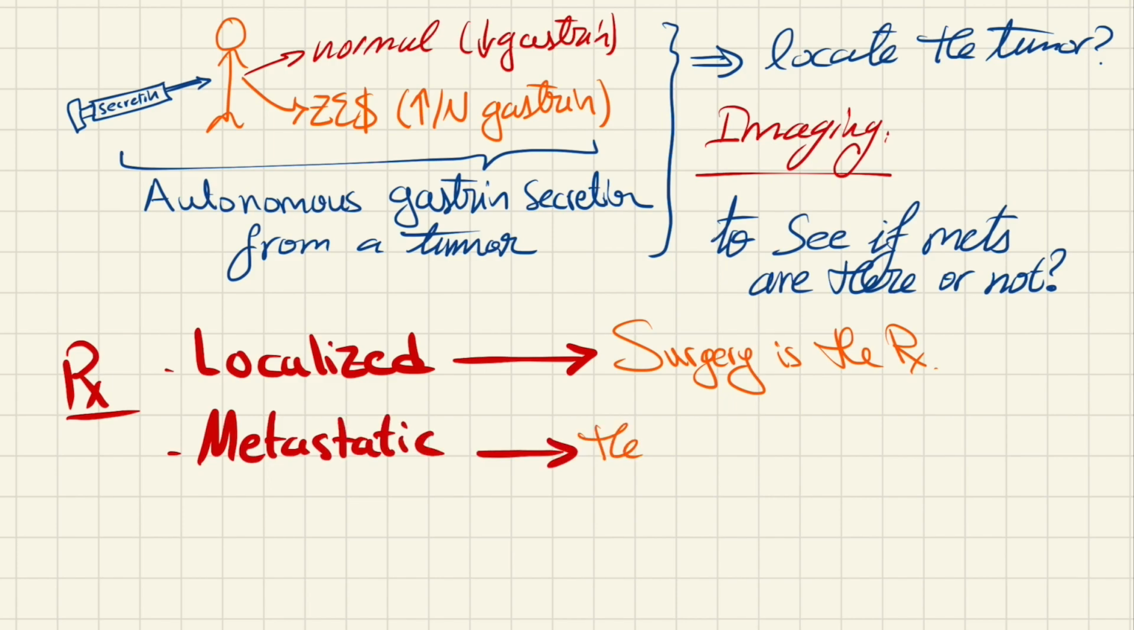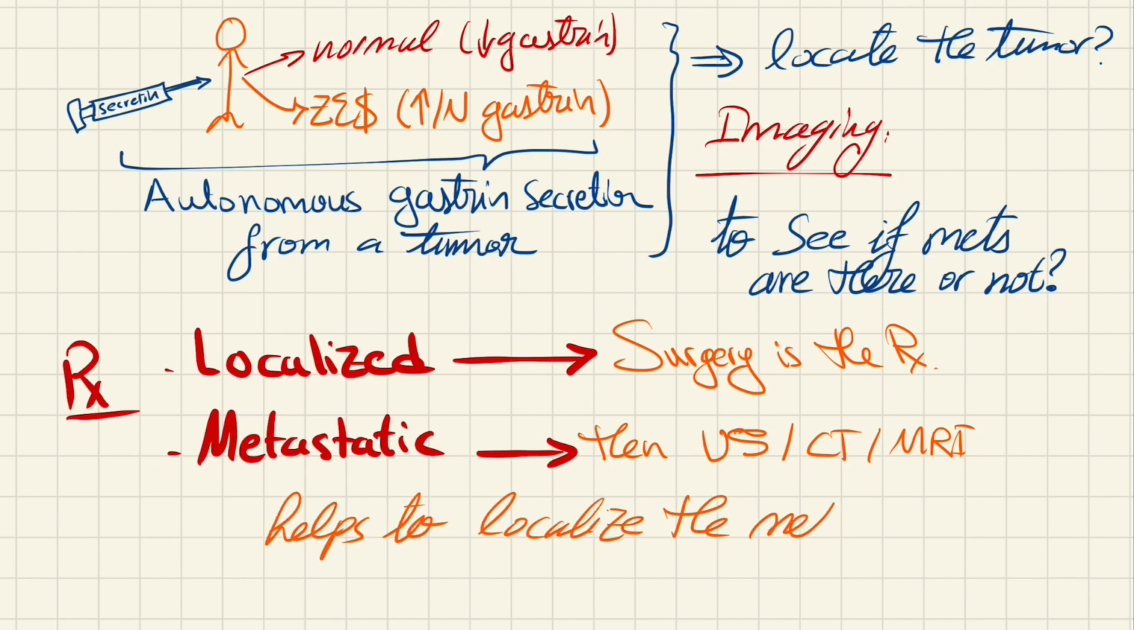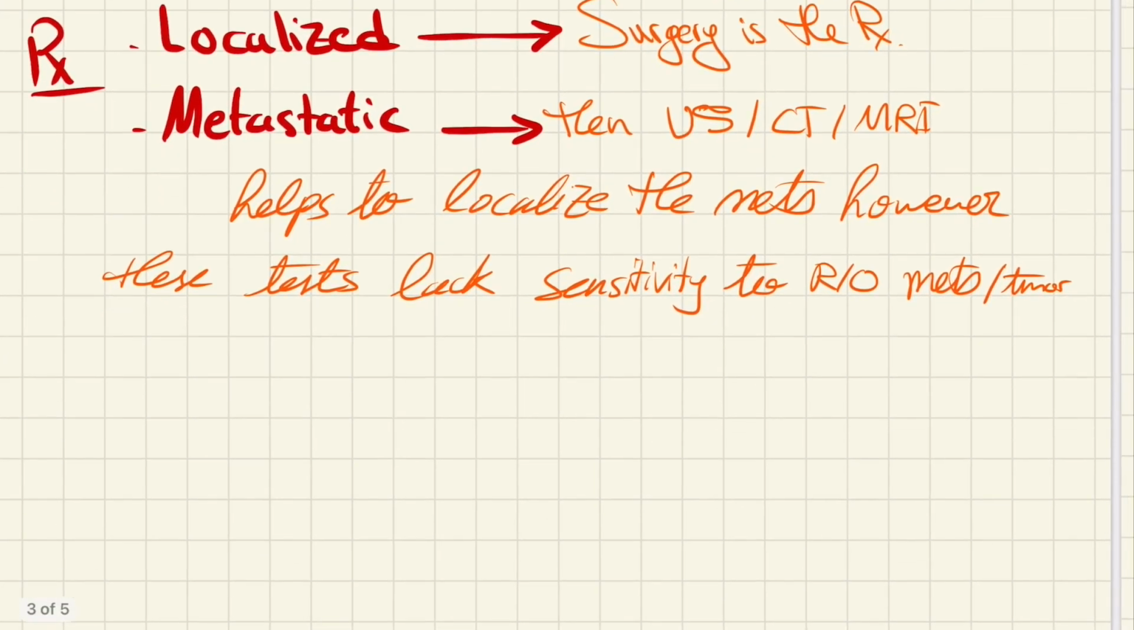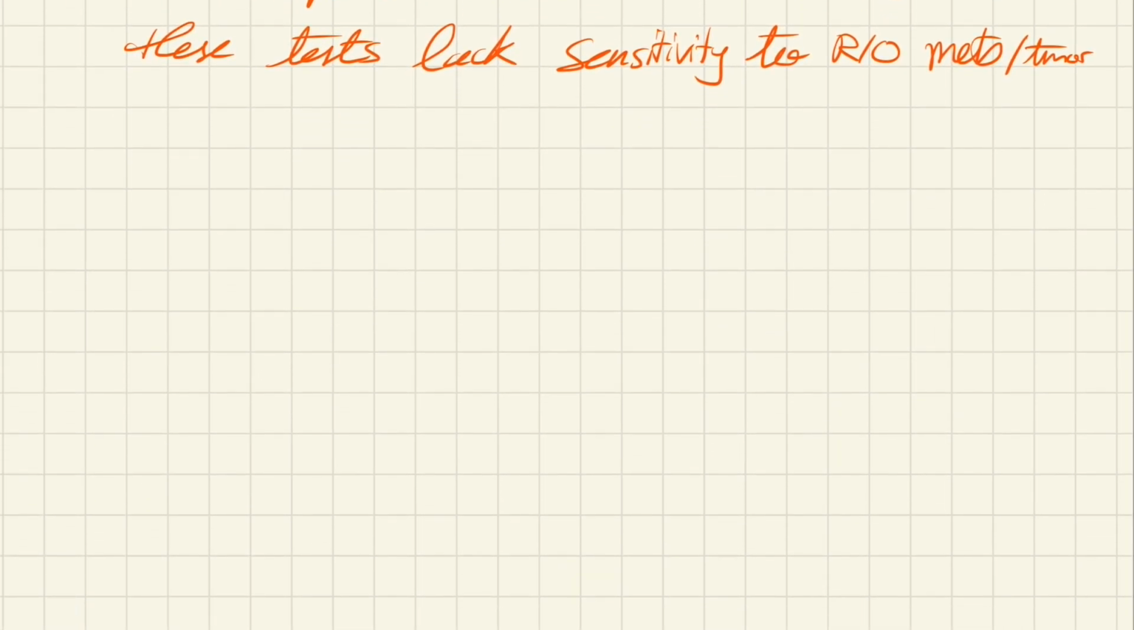In this case, we do imaging to decide if the patient has metastasis: ultrasound, CT scan, MRI. However, these imaging modalities cannot help to rule out metastasis. So we do them, and in case they are positive, they confirm that we have metastasis. So they are specific, but they lack sensitivity. They cannot rule out metastasis. All the patients should undergo imaging to decide if the tumor is localized or metastatic.